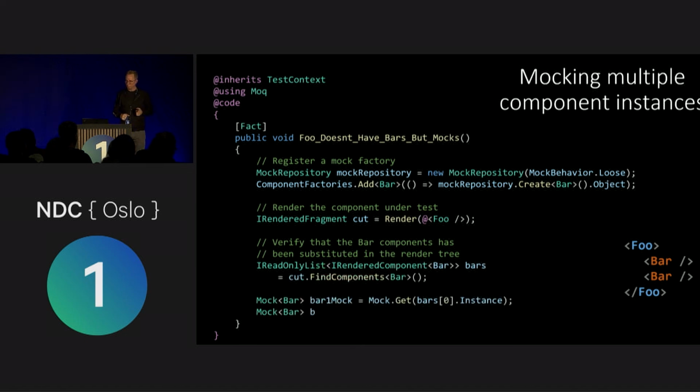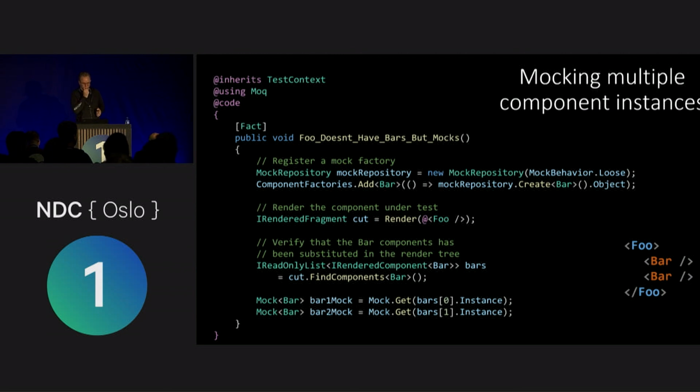And now if we use FindComponents to find all the Bar components in the component tree, here we have the outputs. And we can verify again, using the Mock.Get method, that the instances of the first Bar and the second Bar are actually mocked components.